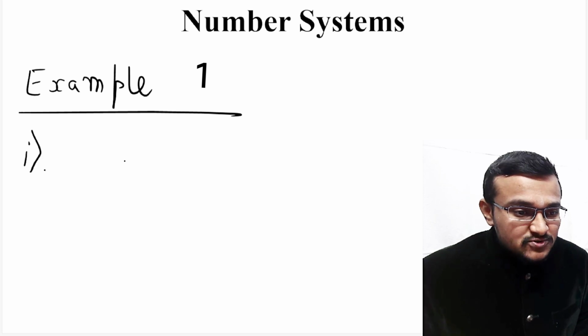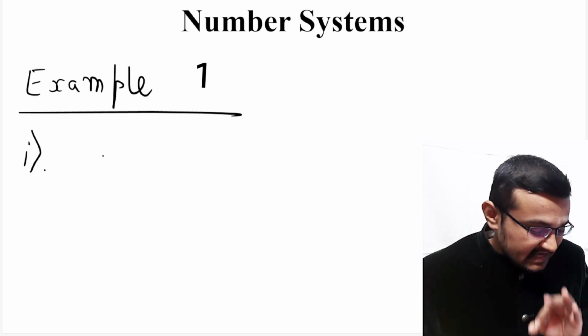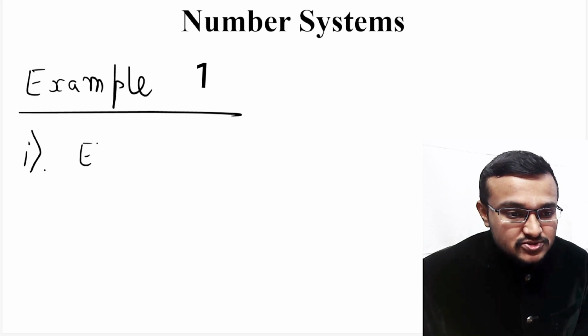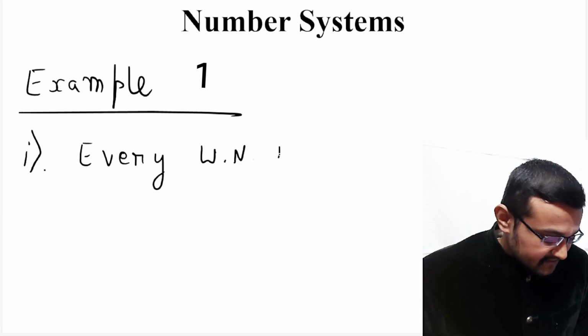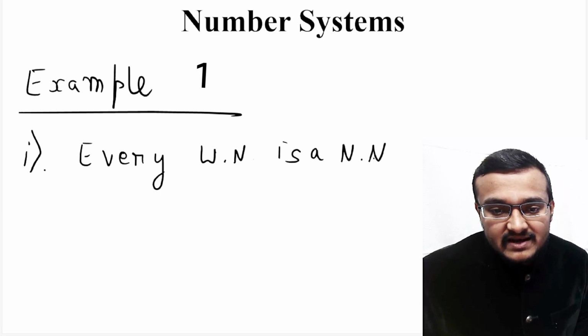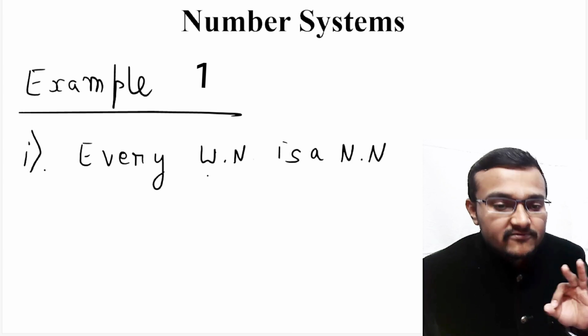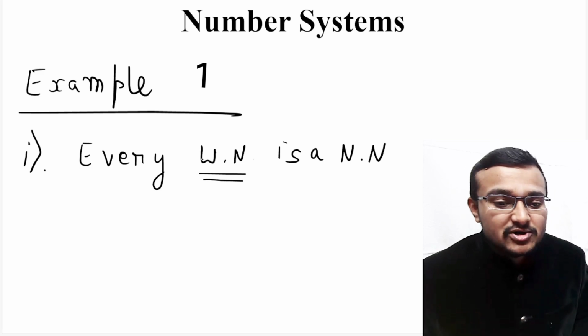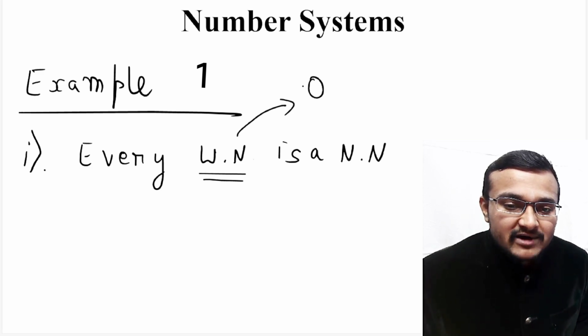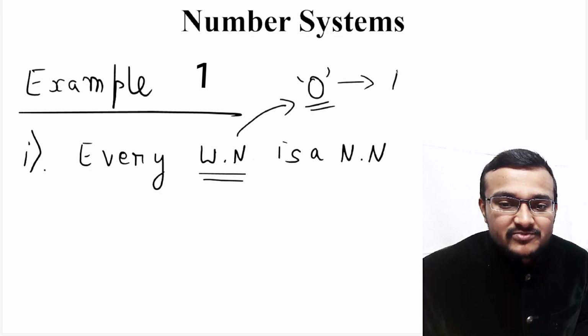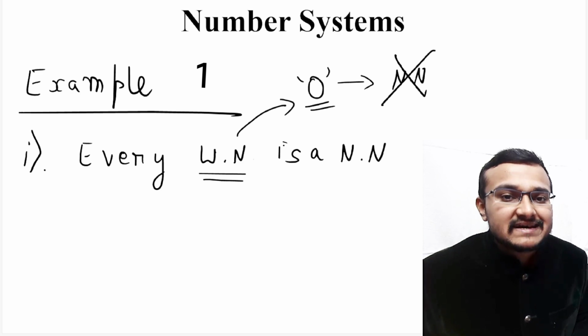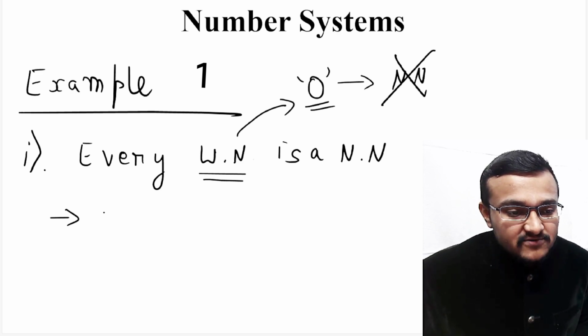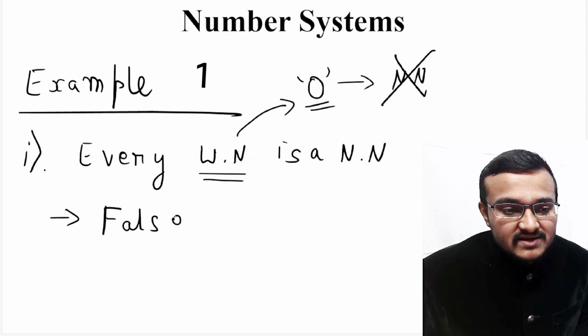Coming to the first question in example 1.1, they have given: every whole number is a natural number. Is this statement true or false? Always remember, every whole number is not a natural number, because in whole numbers you have one extra number other than natural numbers, that is 0, and 0 cannot be a natural number. So 0 is not a natural number. Hence the answer for this first question is false.